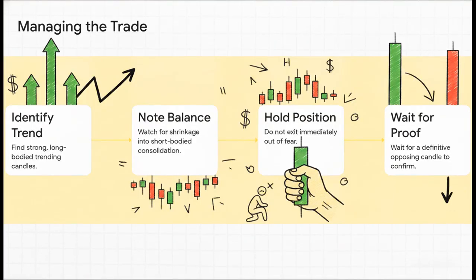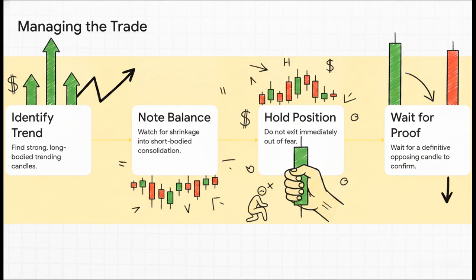Let's actually walk through the proper, calm procedure for reading this flow and safely managing your trades. Step 1. You identify a series of strong, long-bodied trending candles. Great. You are in a solid position. Step 2. You note when those large candles start to shrink into short-bodied candles. The market is just entering a state of balance. Step 3. Here is where most people fail. Do not exit immediately out of fear just because the momentum paused for a second.